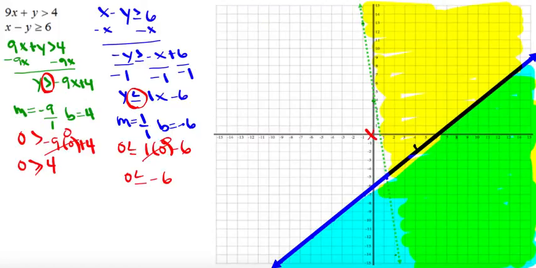Alright, so my solution to the system is everything in green, including this black line right here. So for example, a solution could be 11, 0.